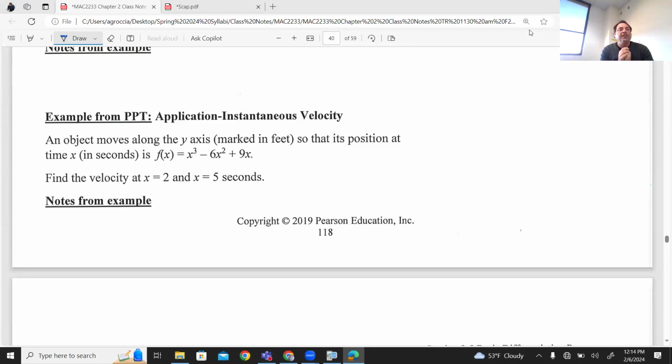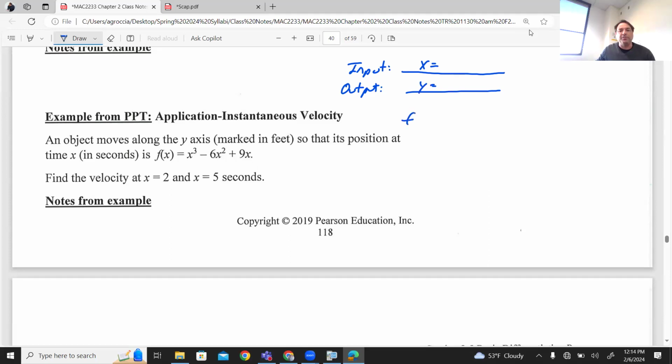This one says an object moves along the y-axis marked in feet so that its position x seconds is f of x, x cubed minus 6x squared minus 9x. So let's just stop for a second. And I want you, for every single word problem, to label what is the x, the input, and label what is the y, the output.